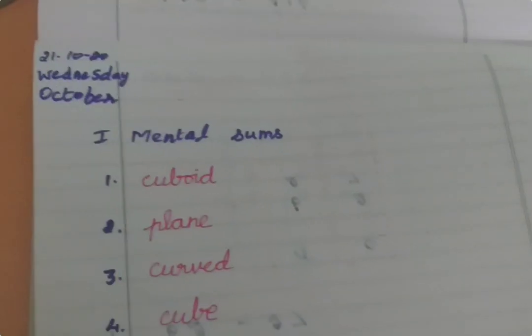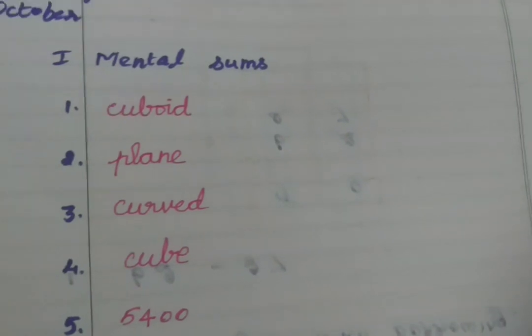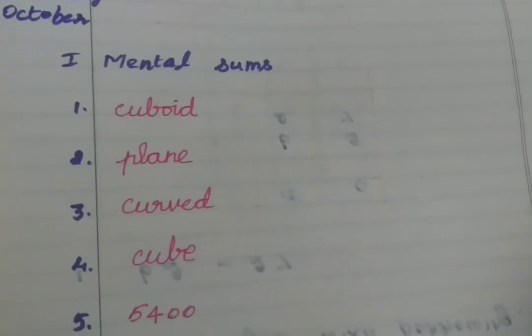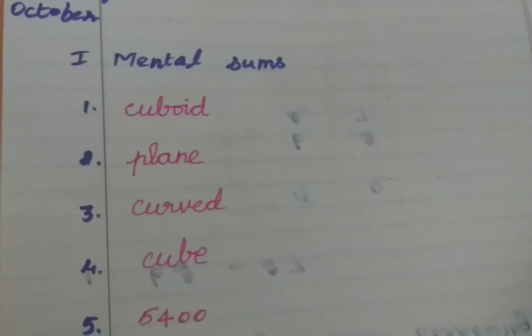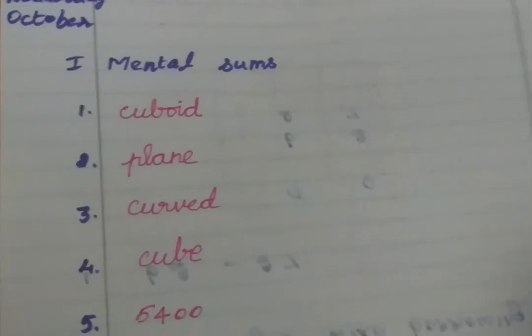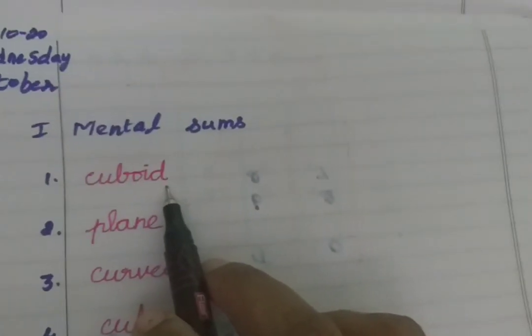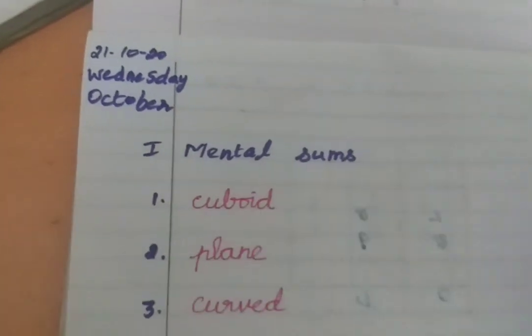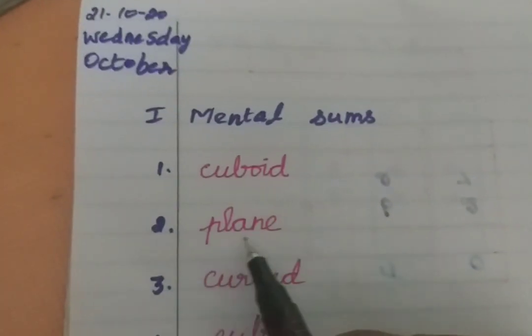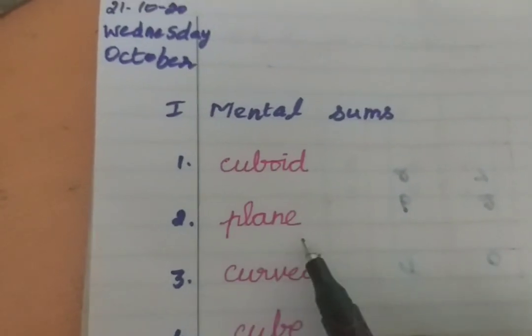Very good, students. All of you check your mental sums answers. The first one: I have 6 faces, 8 vertices and 12 edges. Each face of mine is rectangular in shape. Who am I? Rectangular, 6 faces means cuboid, isn't it? Of course it is a cuboid. And a notebook has a dash surface. This is the notebook, isn't it? So this is a plane surface. You should write plane surface.